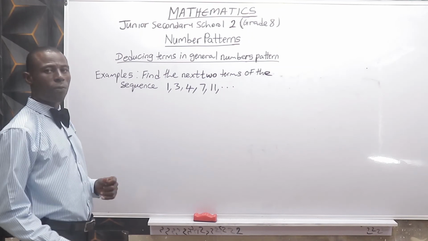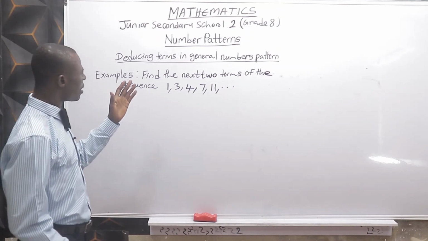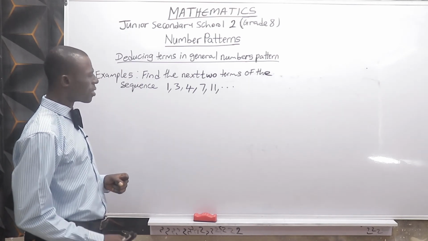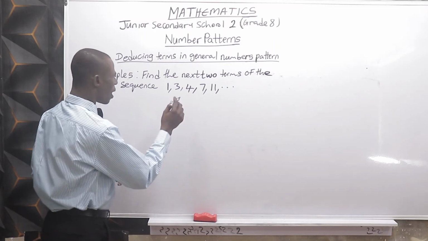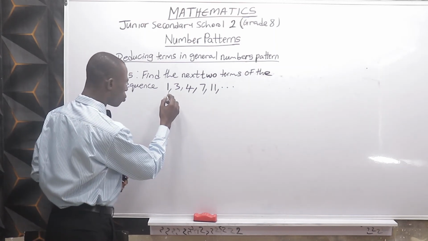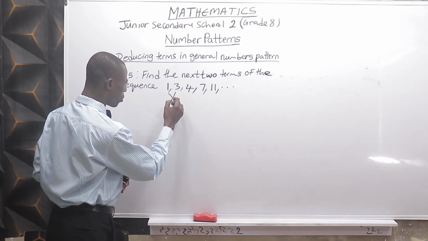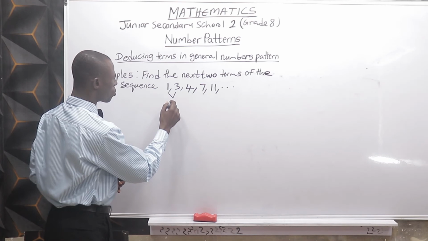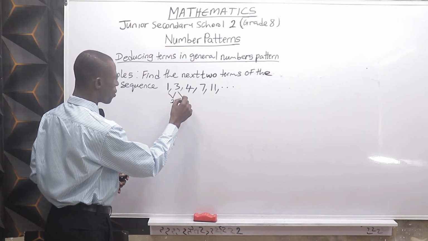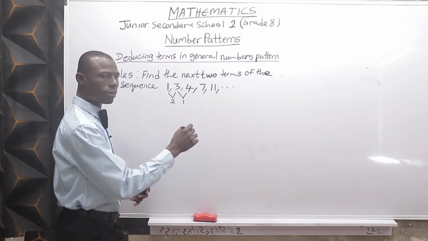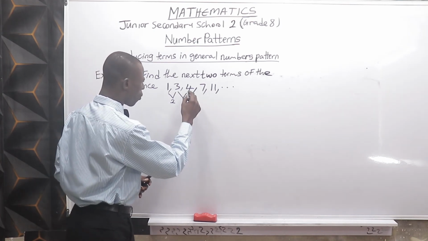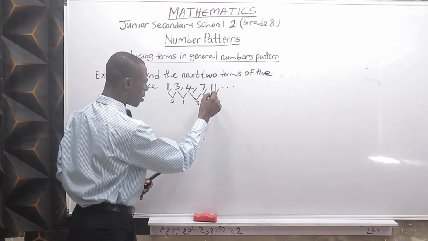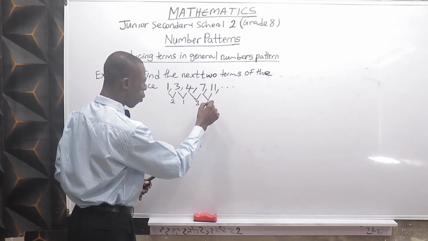Let's consider example 5. Find the next 2 terms of the sequence 1, 3, 4, 7, 11, and so forth. As usual, do the necessary checkup. The difference between 1 and 3 is 2. Between 3 and 4 is 1. Between 4 and 7 is 3. Between 7 and 11 is 4.